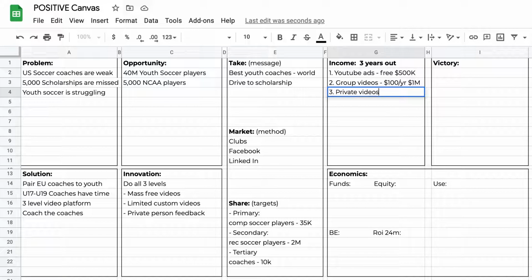And those videos, you can even cut videos out, right? That's redundant, but you could say the private videos are going to cost $1,000 a year. And we think we'll have maybe 100 of those people. So that's $100,000. See how you can go through that?